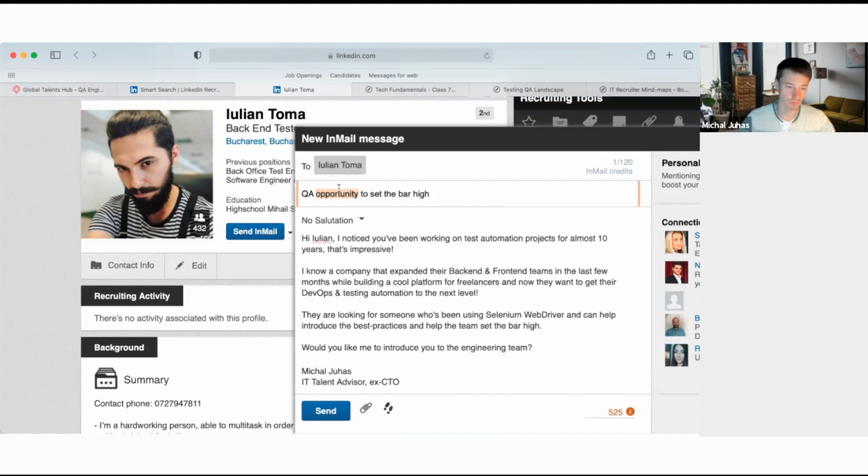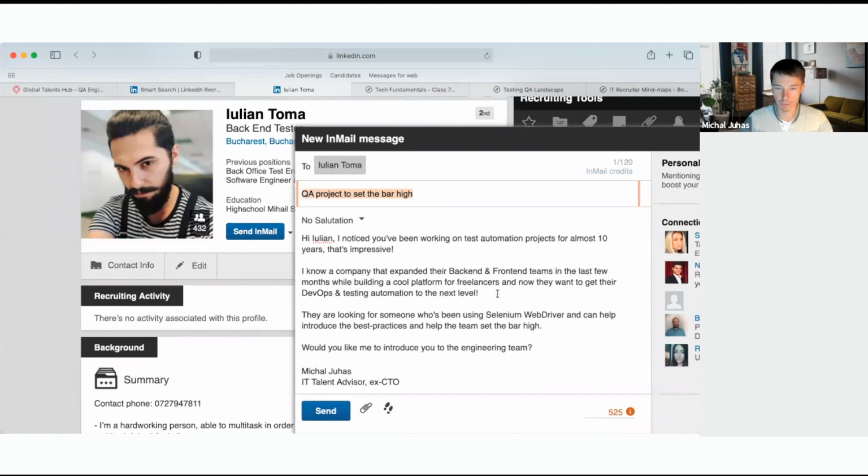Like some people hate it, some people don't have such a strong opinion. Just in general, the word project is on the safer side, I would say, because it's clear. I don't know if we say QA project, probably yes. Now when I'm thinking about it, QA project to set the bar high.